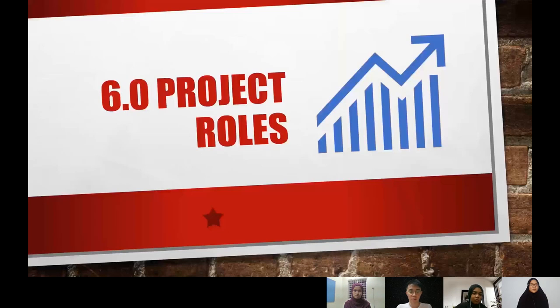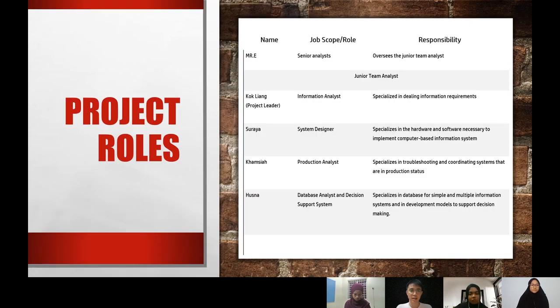In 6.0, I will explain the project roles of each of our members. To start off, we have Mr. E as our senior analyst who oversees the junior team analysts. And the junior team analysts are made up of us: Ooi Kok Liang as the project leader. I'll take the role of information analyst, which specializes in dealing with information requirements.